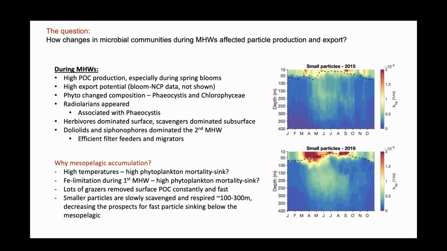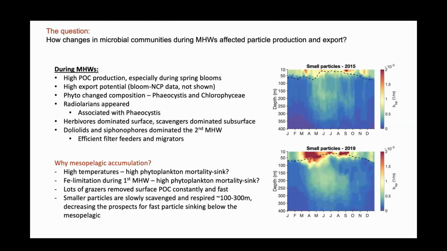But why mesopelagic accumulation? Why do we see this amount of POC accumulating and being super slowly remineralized? You don't see super fast export going on. We think that high temperatures probably increased phytoplankton mortality, so they could have been growing and sinking, growing and sinking. Also, there was iron limitation during the first marine heat wave, so maybe phytoplankton became nutrient stressed and also died. Lots of grazers removed surface POC constantly and fast.